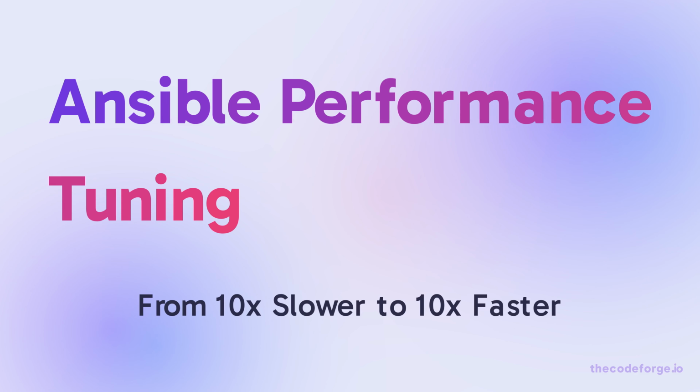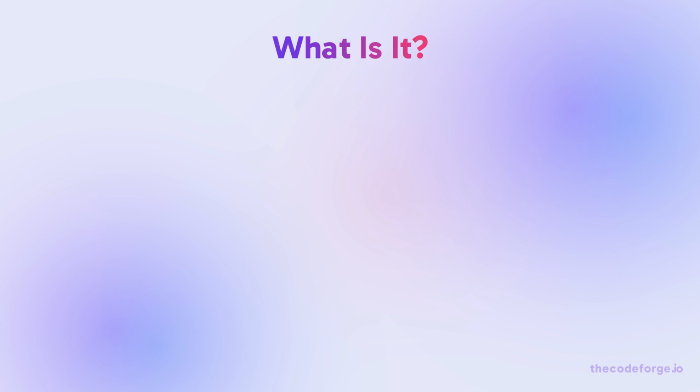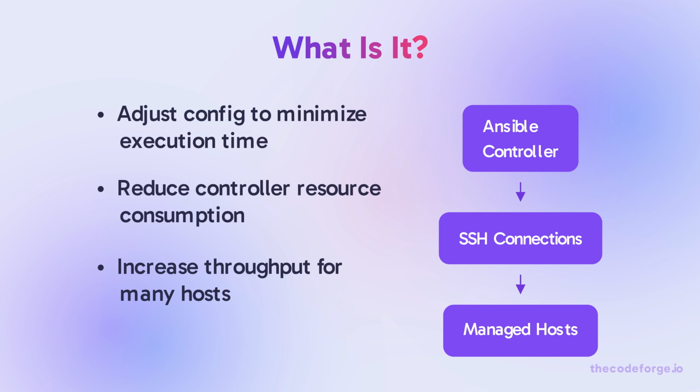Before we dig into that production issue, let's cover Ansible performance tuning. Ansible performance tuning adjusts configuration and playbook patterns to minimize execution time, reduce controller resource consumption, and increase throughput when managing many hosts. The core areas are parallelism, SSH optimization, strategy plugins, async tasks, and fact caching.